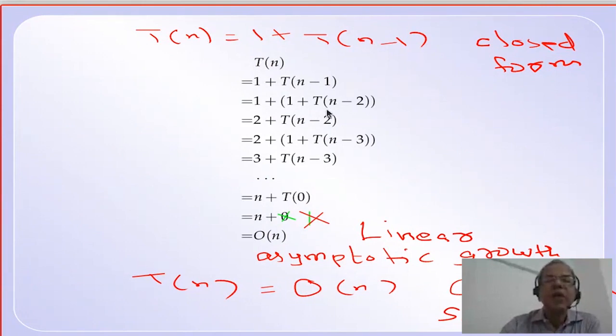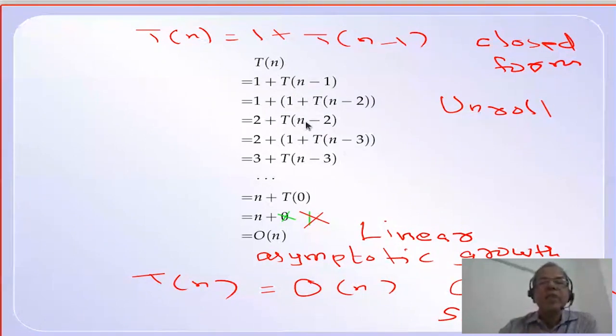The technique or the method that we have followed to solve the recurrence relation is called unrolling. Unroll. T of n is written as 1 plus T of n minus 1. Unrolling once. T of n minus 1 is written as 1 plus T of n minus 2, unrolling the second time. T of n minus 2 is unrolled into 1 plus T of n minus 3. After a succession of unrolling steps, we have solved the equation. And therefore, the running time of ordered insertion is linear, big O of n.